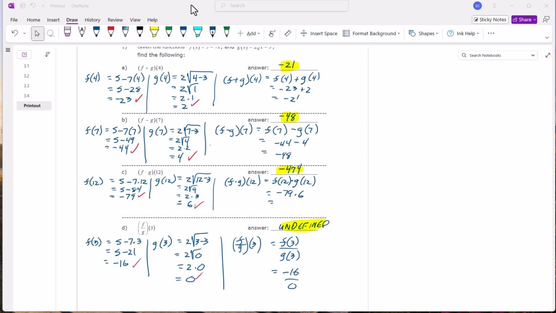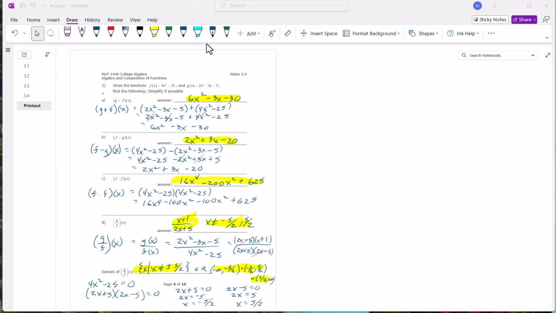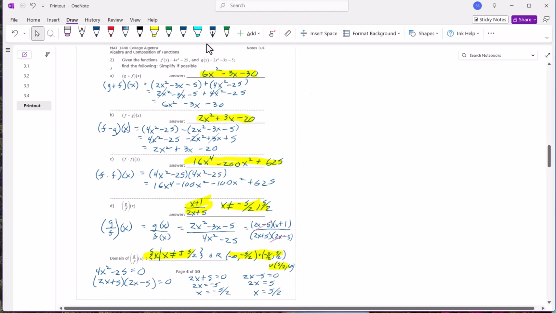Okay, so if you want to check the answers on this, you can take a look at these. Negative 21, negative 48, negative 474. The last one, since you can't divide by zero, is undefined. Okay, so it's all arithmetic. So if you made any mistakes on that, pause the video and get those corrected.